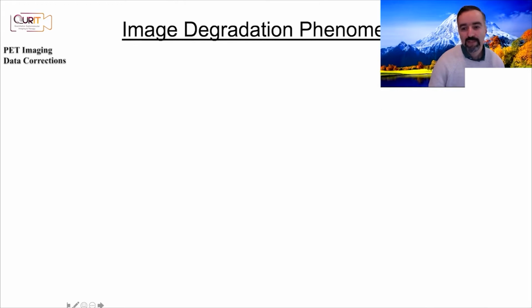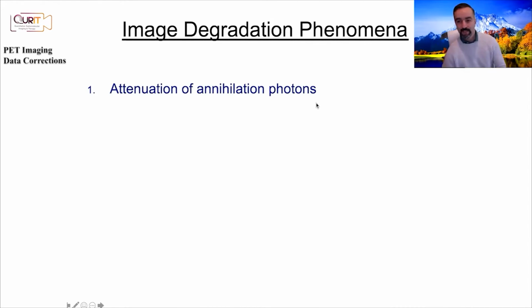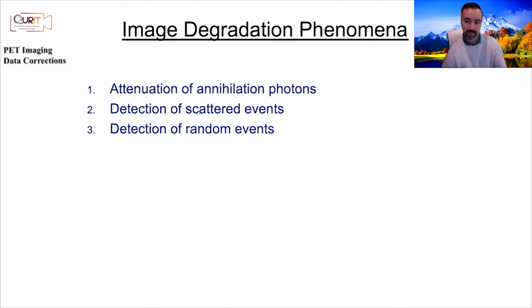So basically, I'm going to go over 8 different phenomena in these 2 upcoming lectures. The one right now, the first 4, and then the next one for the next 4. So the first 4 I'm going to talk about in this lecture are the attenuation of annihilation photons, detection of scattered events, detection of random events, and dead time. So all these things degrade image quality and/or quantitation in PET imaging, and so we need to compensate for them.